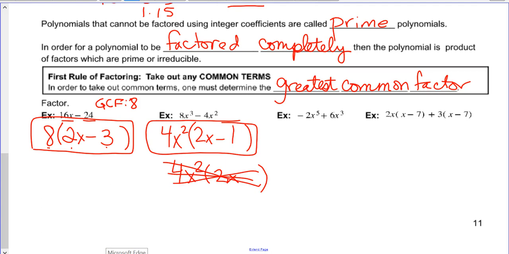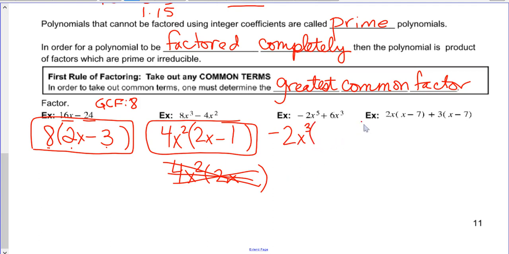This next one, we have a 2 and a 6. So hopefully you say that the common number that will go evenly into both of those is a 2. And we have an x cubed and an x to the 5th. Well, the least power here is the x cubed. So we want to take out the 2 and the x cubed, but notice we have this negative in front. Most of the time we don't like to have a negative in front, so this is an exercise in me showing you how to take a negative out of 2 terms.